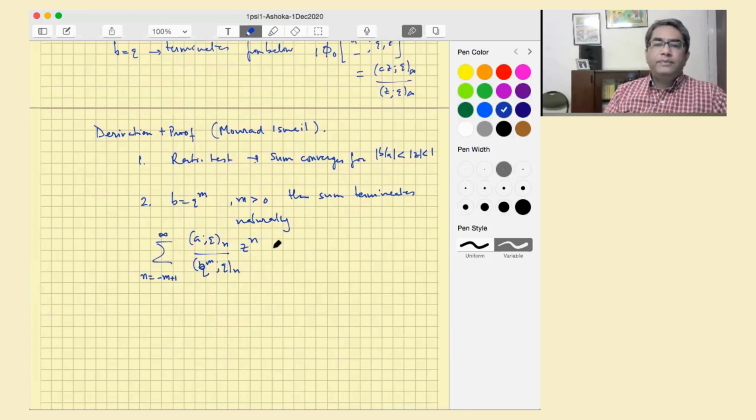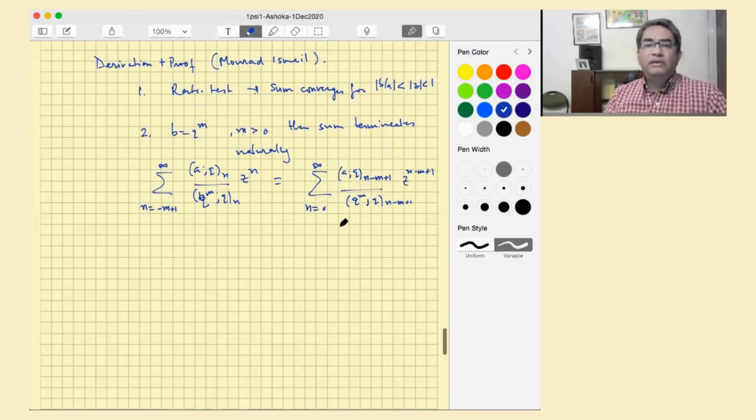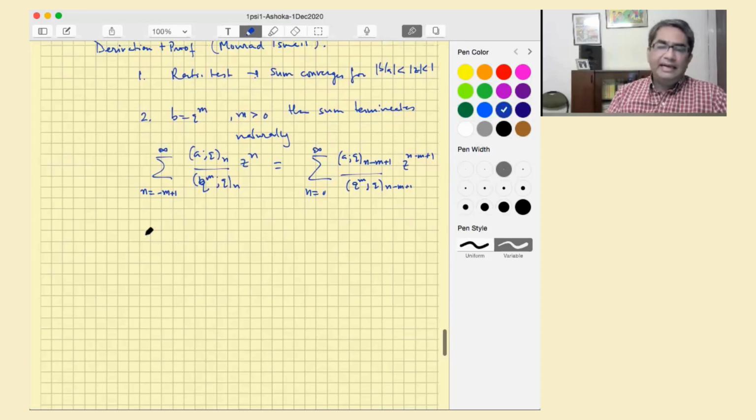You can shift the index, so n is going from 0 to infinity, (a;q)_{n+m-m+1}, and then (q^m;q)_{n-m+1}, and z^{n-m+1}. So what am I doing here? I'm saying that n equal to 0 here will give me this n equal to minus m plus 1 term, and n equal to 1 will give me the second term here, minus m plus 2 and so on. And then I use this identity.